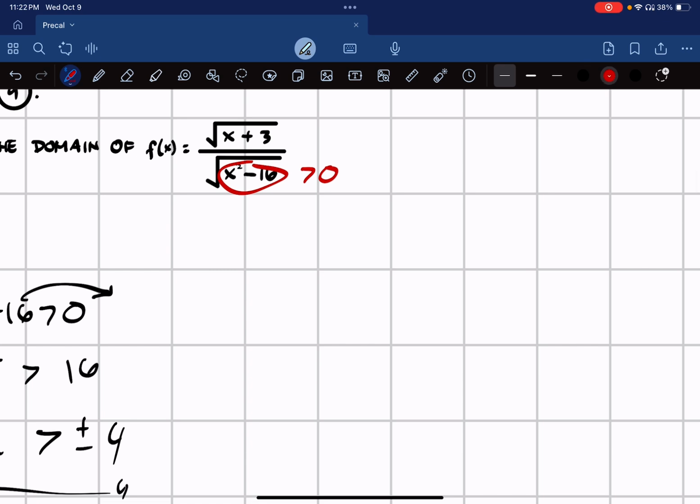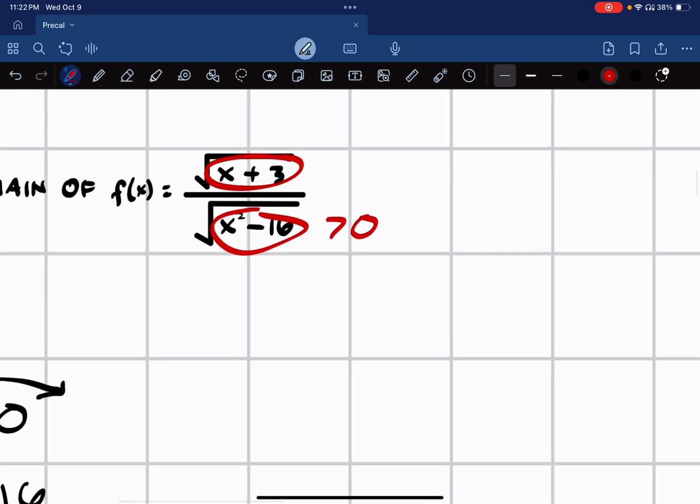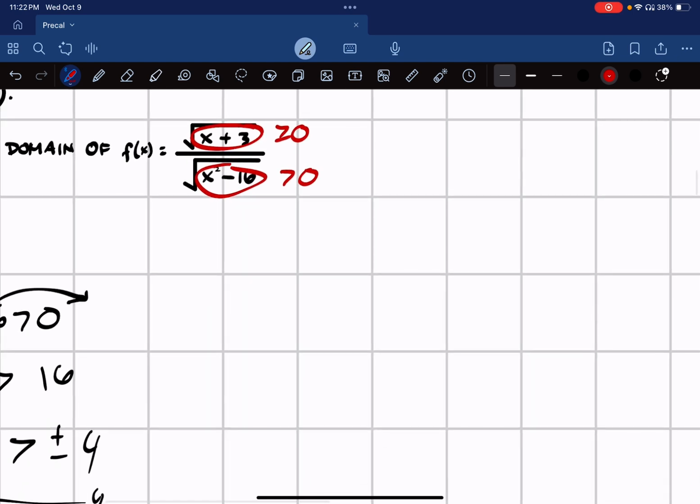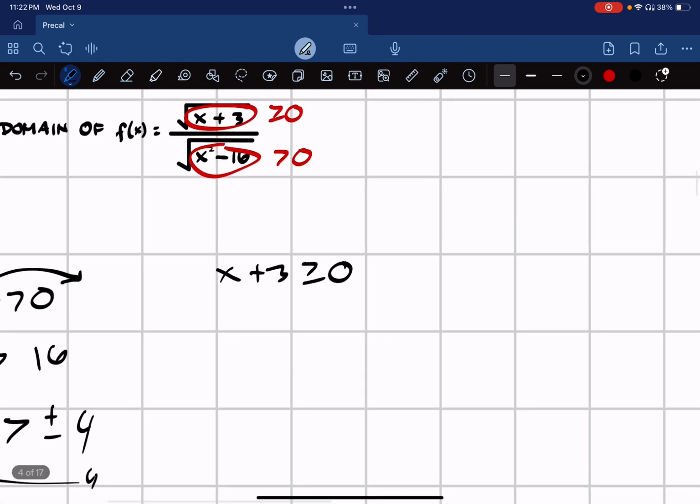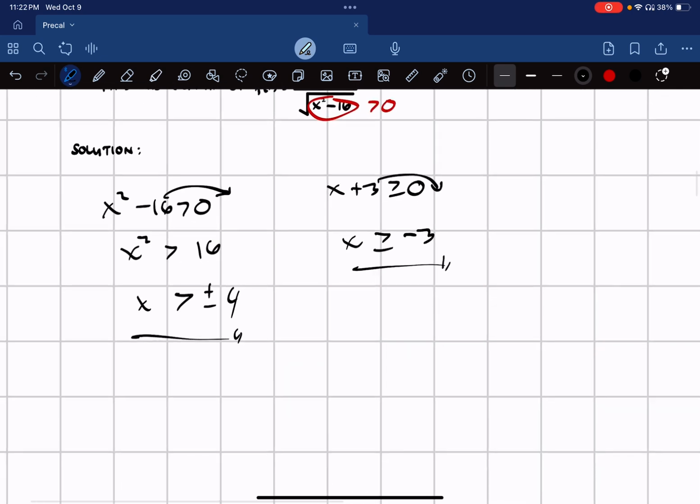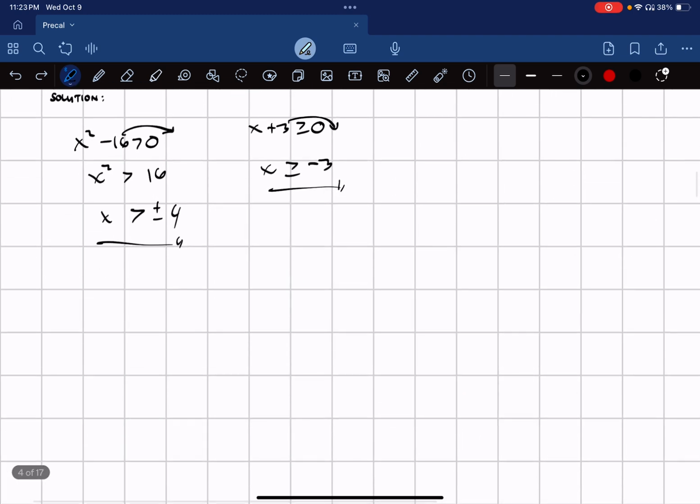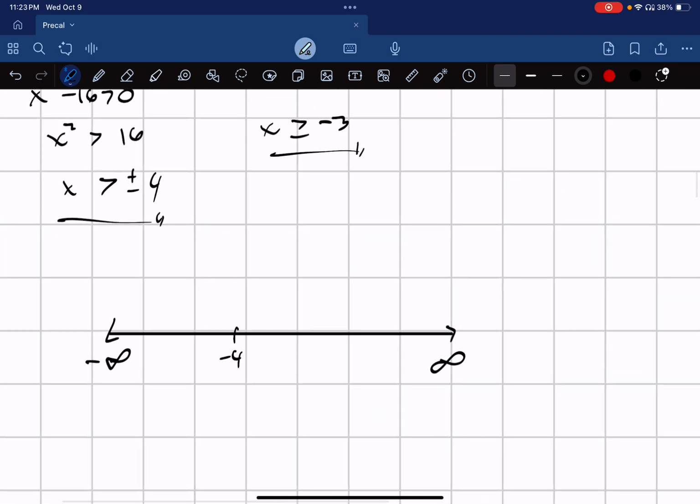Then, next we consider the numerator, which can be greater than or equal to 0. So x plus 3 is greater than or equal to 0, transpose, x is greater than or equal to negative 3. So those are our two restrictions. And then, let's plot that on the number line. Negative infinity, positive infinity, you have negative 4, negative 3, and 4.